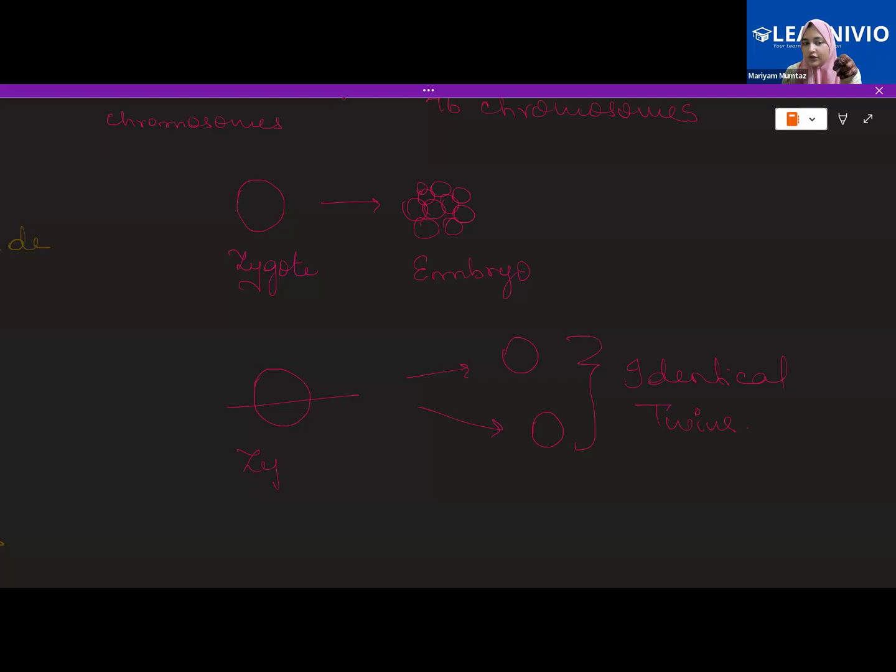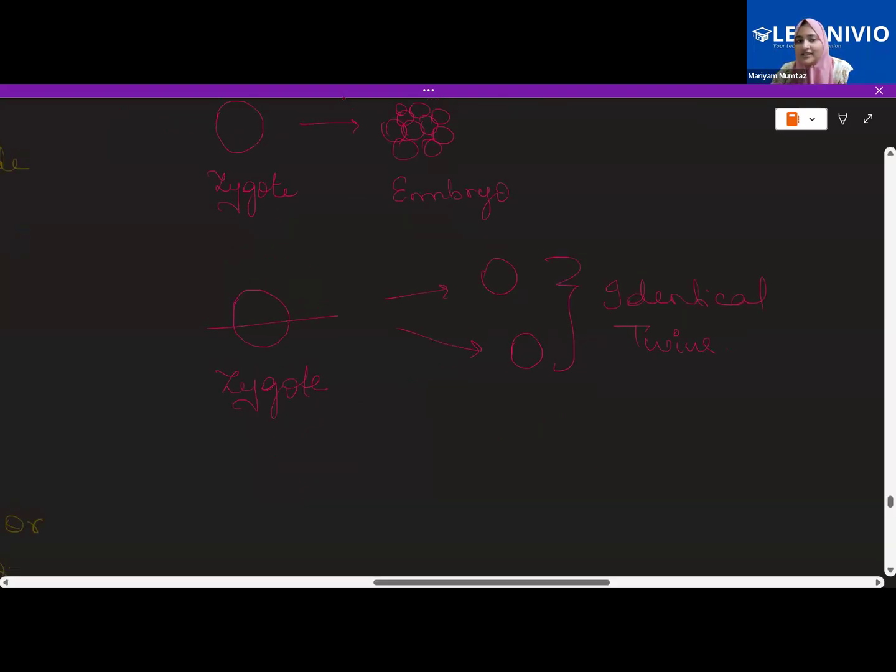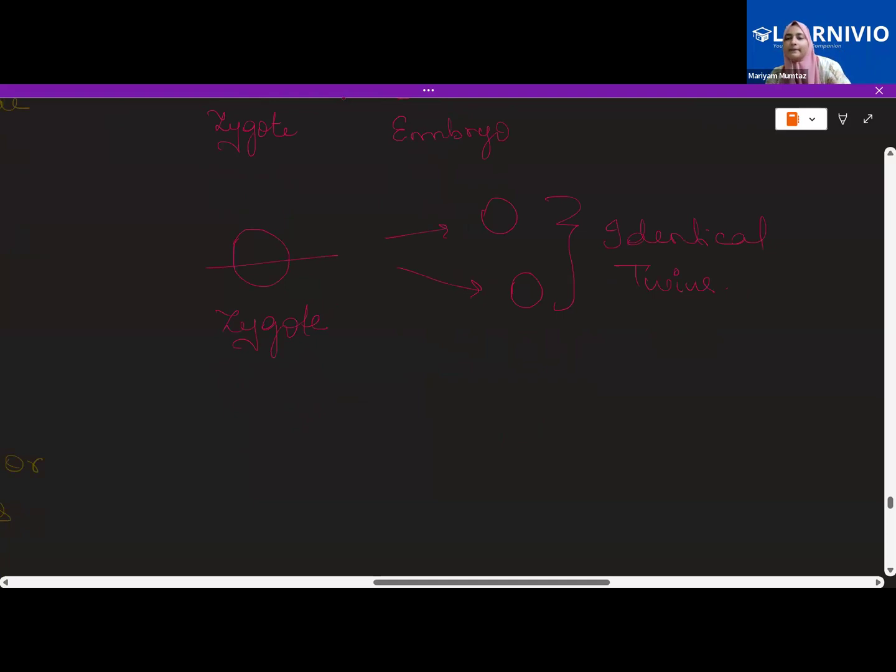Zygote splitting into two, and both of them are going to further develop into the embryo and get implanted. Implanted means get attached inside the uterus. So that's going to be the case of identical twins. Then what about non-identical twins? How do you think they are formed?